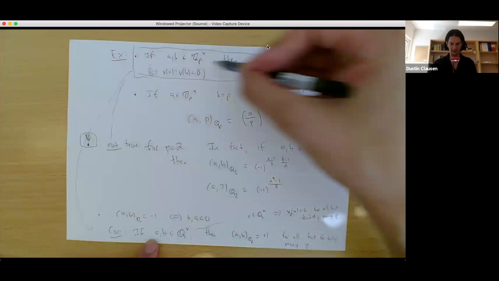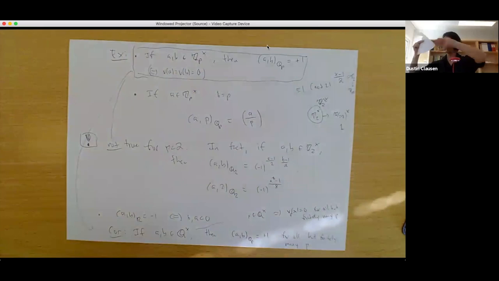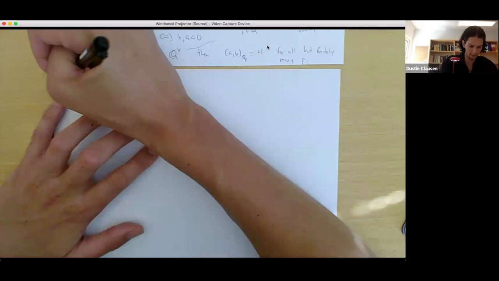And this lets us state the Hilbert reciprocity law, or the Hilbert product formula, as it's also called. So this is the theorem, called Hilbert reciprocity or the Hilbert product formula.